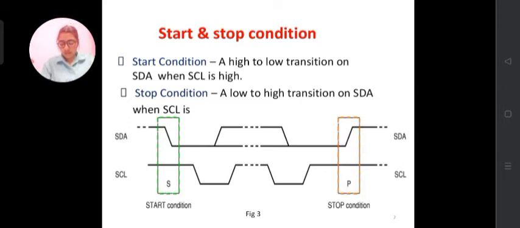Stop condition. The SDA line switches from a low voltage level to a high voltage level after the SCL line switches from low to high. From the figure, we can see that when the SCL line switches from low to high and SCL remains high, and SDA switches from low to high, then it is called the stop condition.